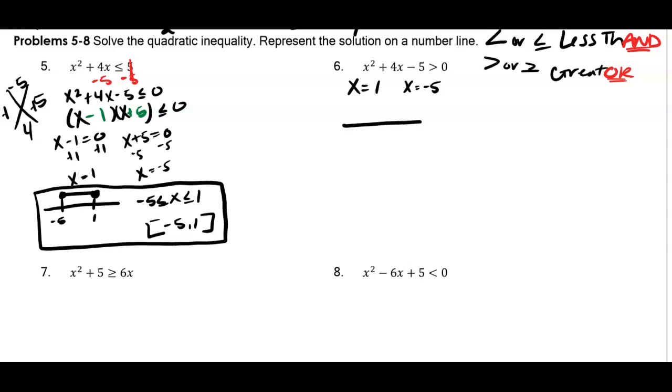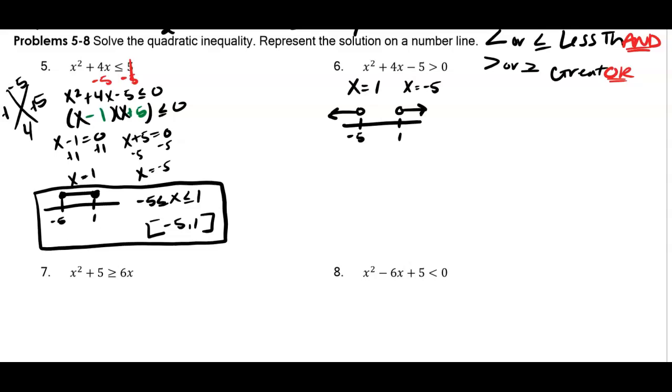So when I draw the number line, I'm still going to draw the -5 first because it is less than 1, so it should go to the left. And I'm still going to draw my two circles, but there's a few differences. First off, since there's no equal to line underneath, I do not fill in these circles, and since it's an OR problem, they actually don't connect. OR problems go away from each other.